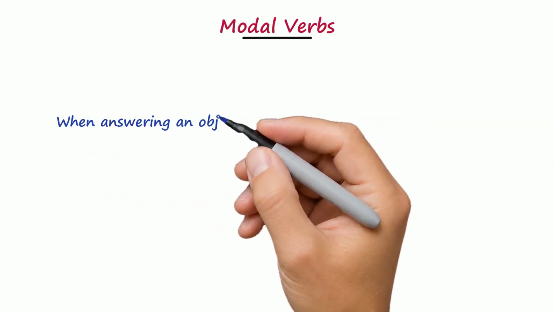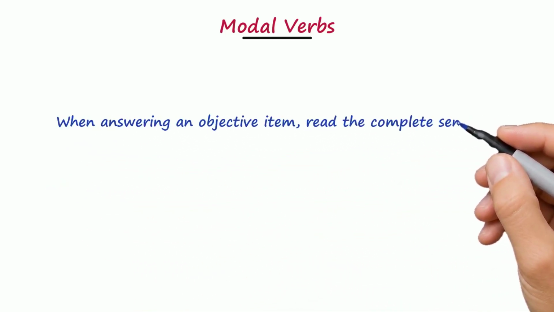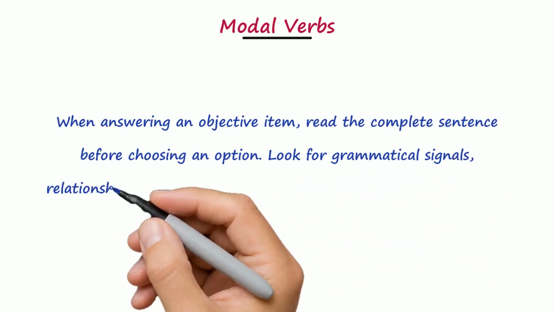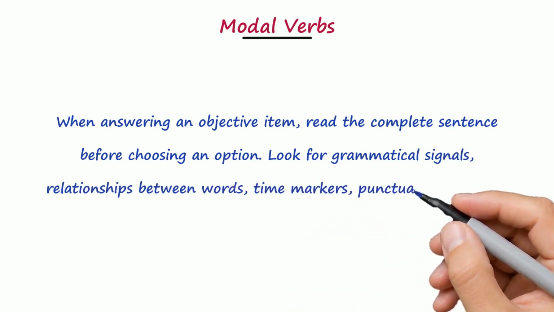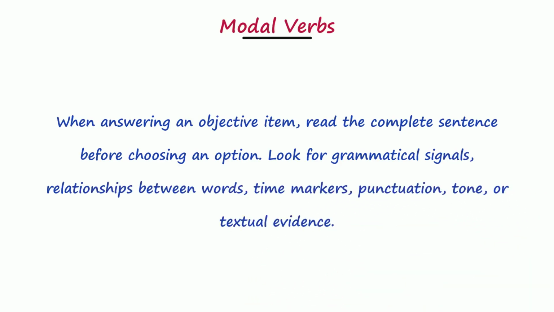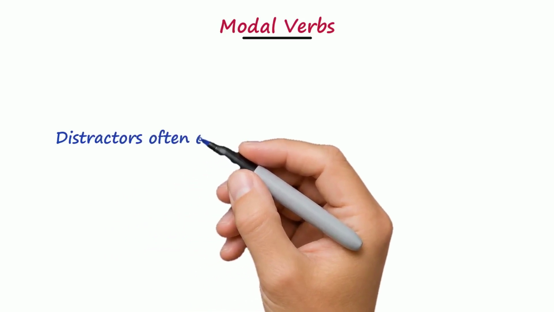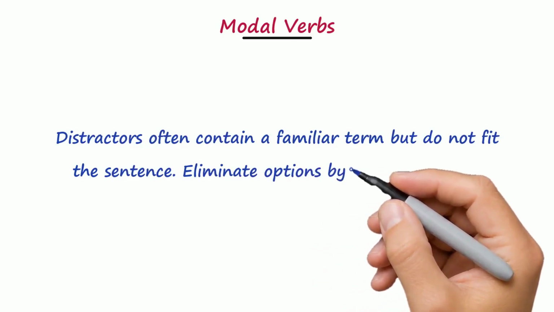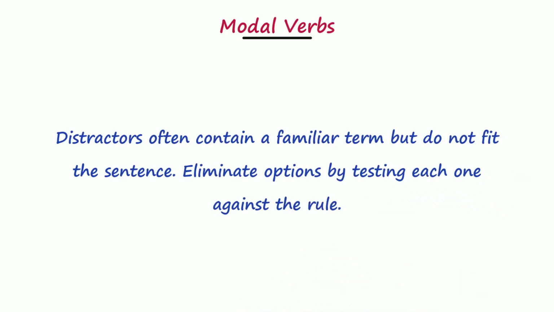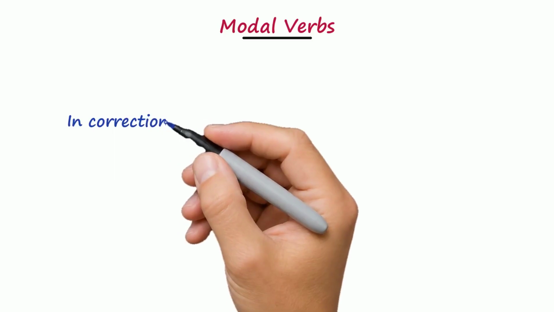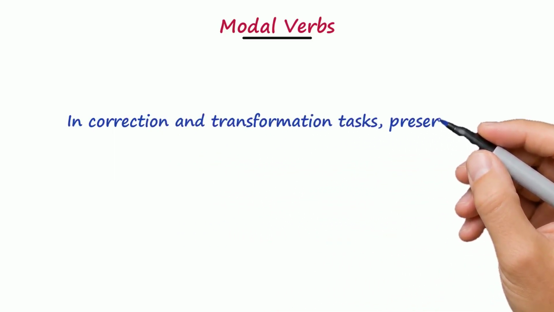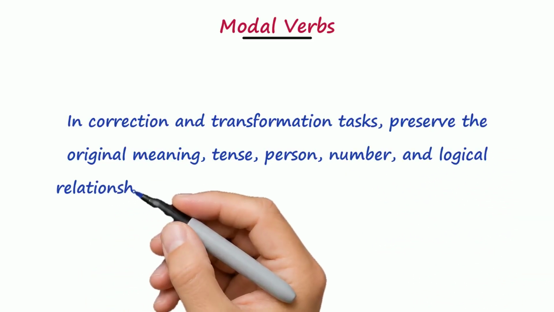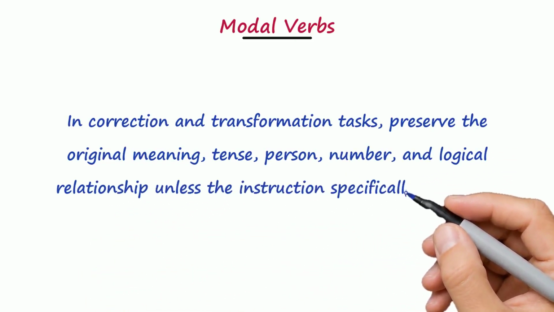When answering an objective item, read the complete sentence before choosing an option. Look for grammatical signals, relationships between words, time markers, punctuation, tone, or textual evidence. Distractors often contain a familiar term but do not fit the sentence. Eliminate options by testing each one against the rule. In correction and transformation tasks, preserve the original meaning, tense, person, number, and logical relationship unless the instruction specifically requires a change.